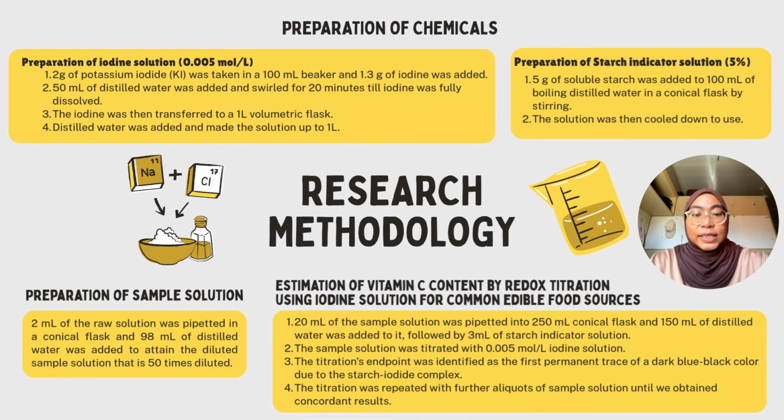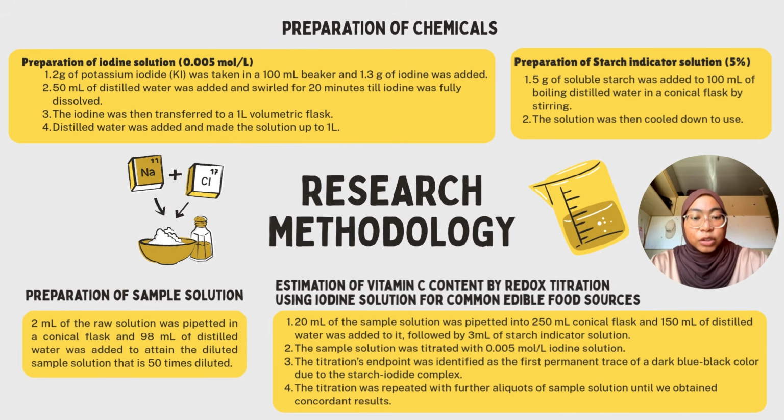So last but not least, we need to estimate the vitamin C content by redox titration using the iodine solution. The first step: 20 ml of the sample solution was pipetted into a 250 ml conical flask and 150 ml of distilled water was added to it, followed by 3 ml of starch indicator solution. Then, the sample solution was titrated with 0.005 mol per liter iodine solution.